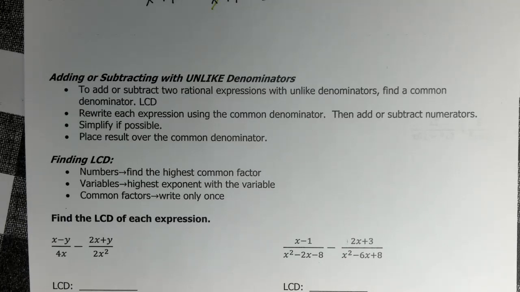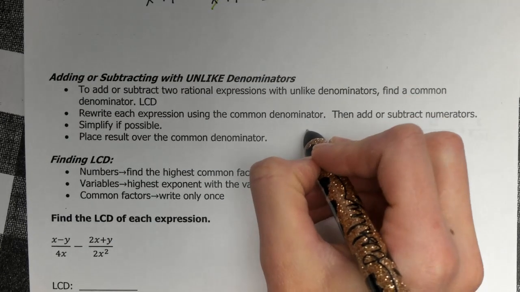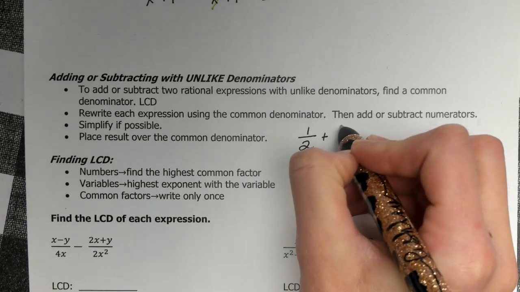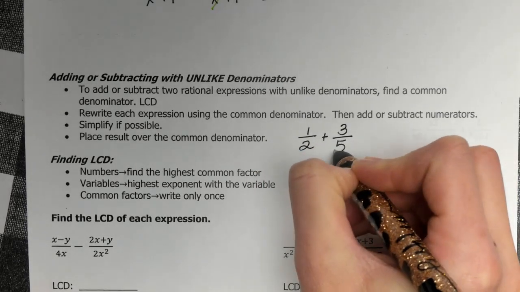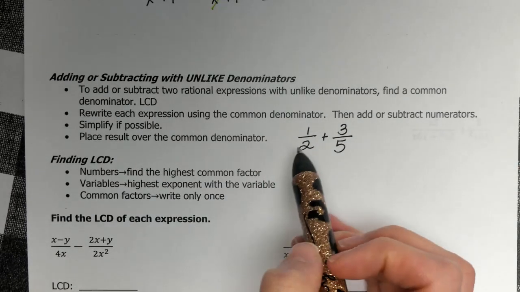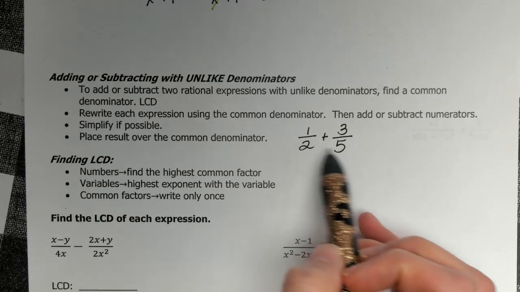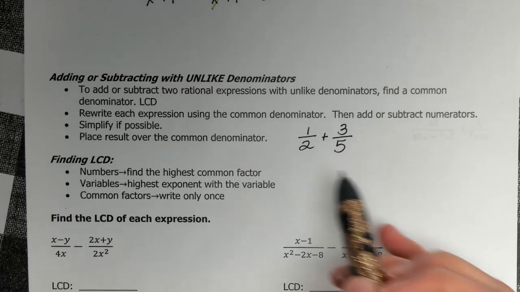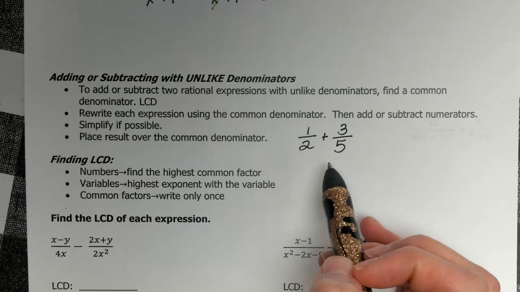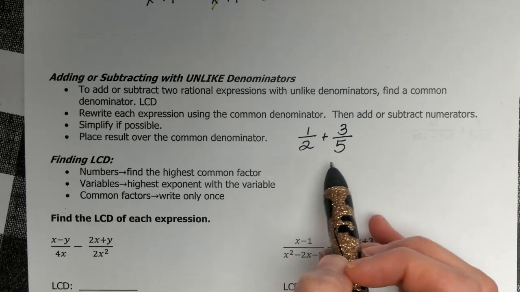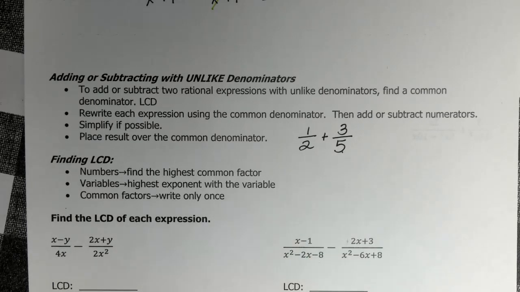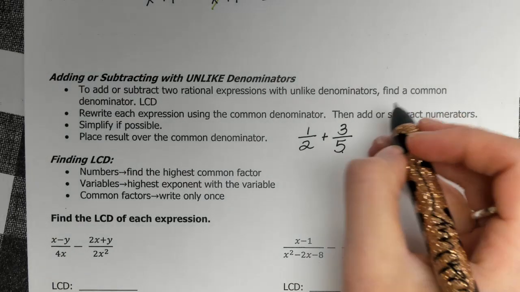Okay, if I had something like 1/2 plus 3/5, okay, what would I need to do? What denominator would I need to be able to add these? I would need a 10. That would be my LCD. Okay? 2 and 5, they multiply together to give me 10. So that's going to be my least common denominator.